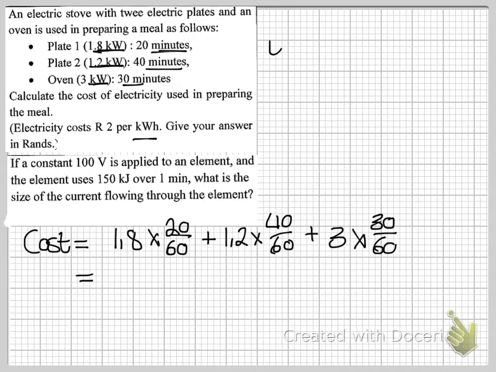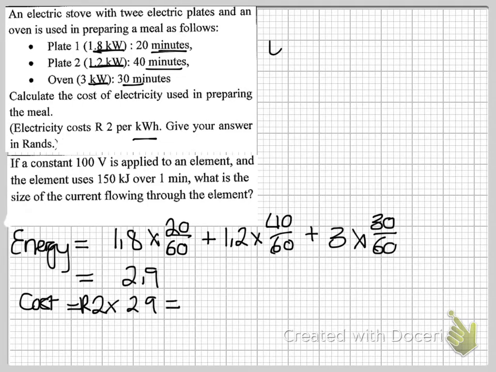So this would be 2.9, right? Instead of saying cost, it's not really cost, it's the energy used, right? Because the question says the cost is 2 rand per kilowatt hour. So now the cost is equal to 2 rand multiplied by 2.9, which is 5.80 rand.